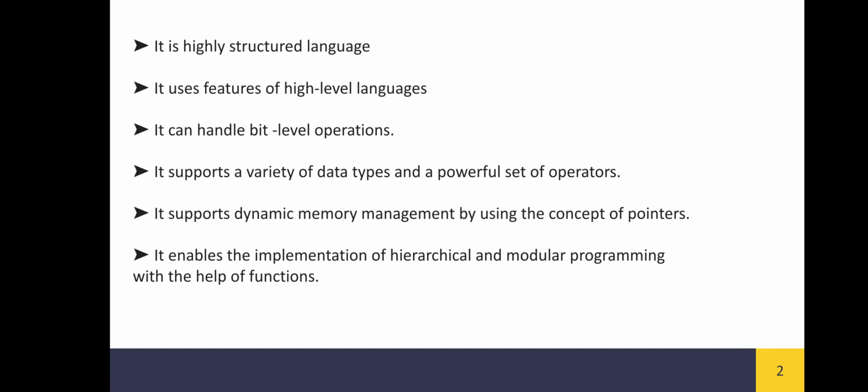Some of the features and characteristics of C language are: it is a highly structured language. It uses features of high level language. It can handle bit level operations. It supports a variety of data types and a powerful set of operators. It supports dynamic memory management by using the concept of pointers. It enables the implementation of hierarchical and modular programming with the help of functions.